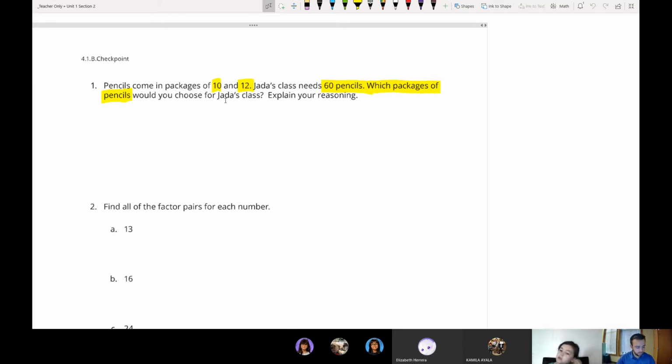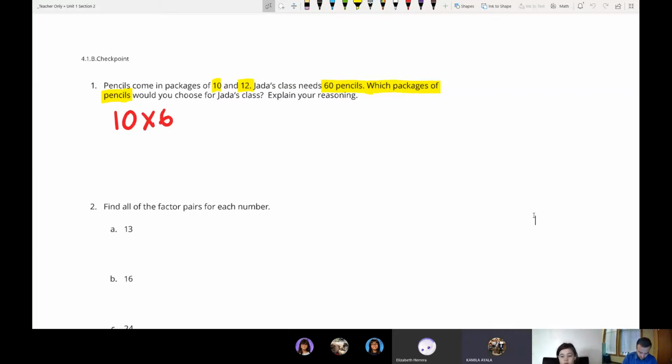Camila? 10. Why would you choose 10? Because when you skip count, you can land on 60. Okay, so when you skip count, you can land on 60. How many times do you need to skip count by 10 to land on 60? 6 times. Yeah, exactly right. So 10 times 6 equals 60. So you could choose packages of 10. Nice job, Camila. You earned another point.